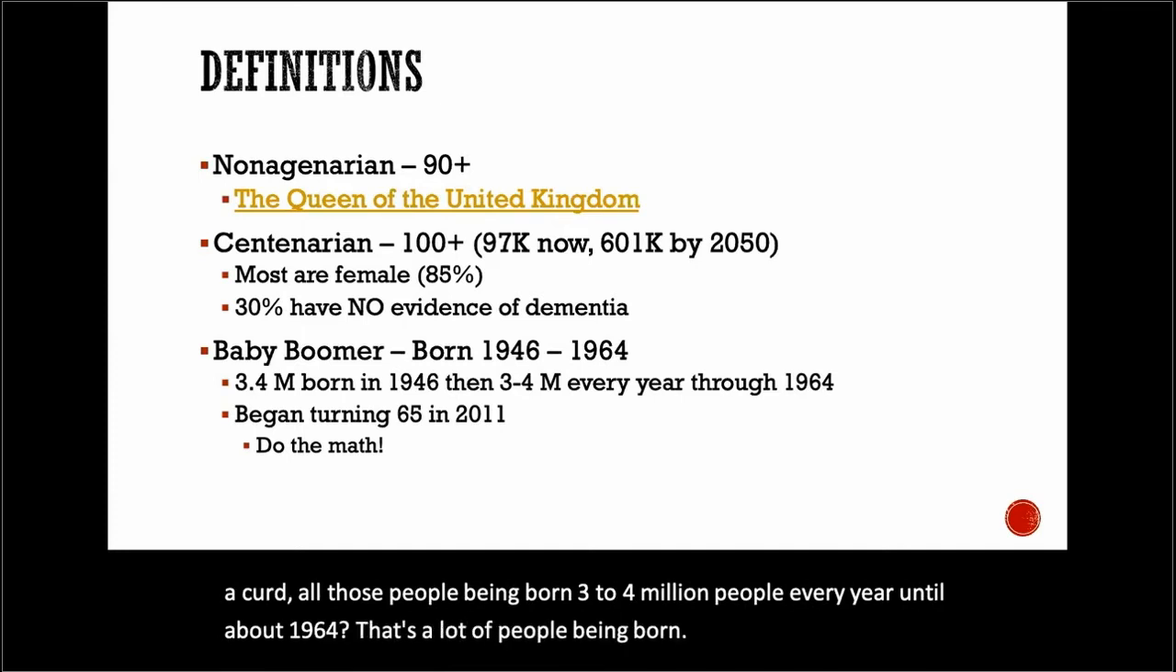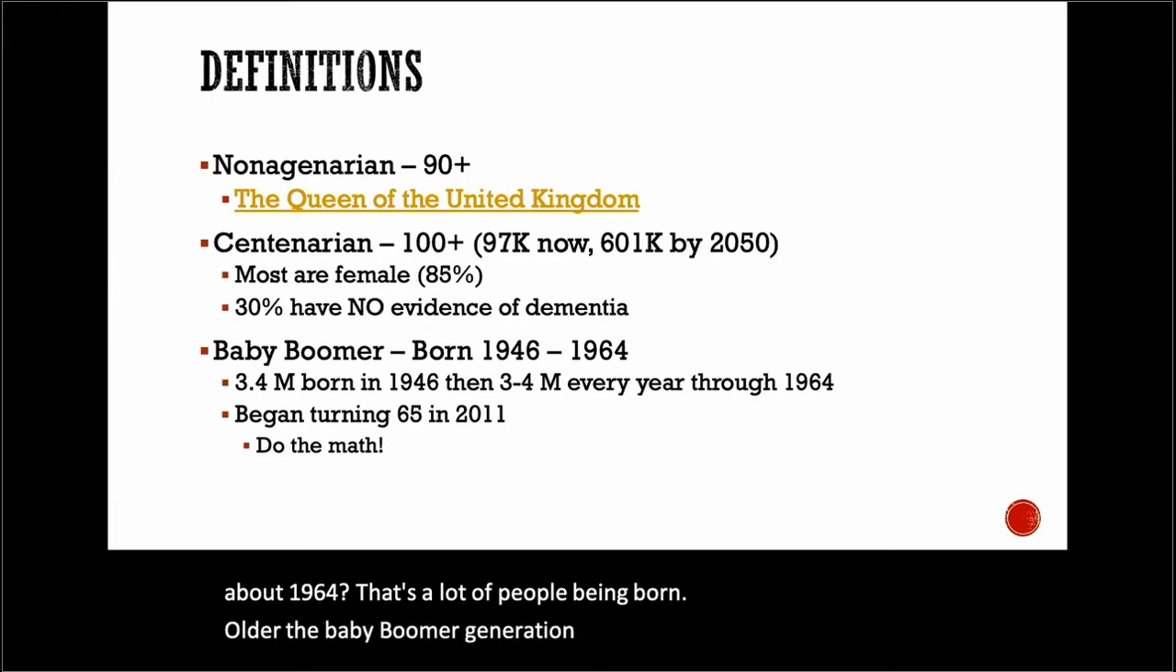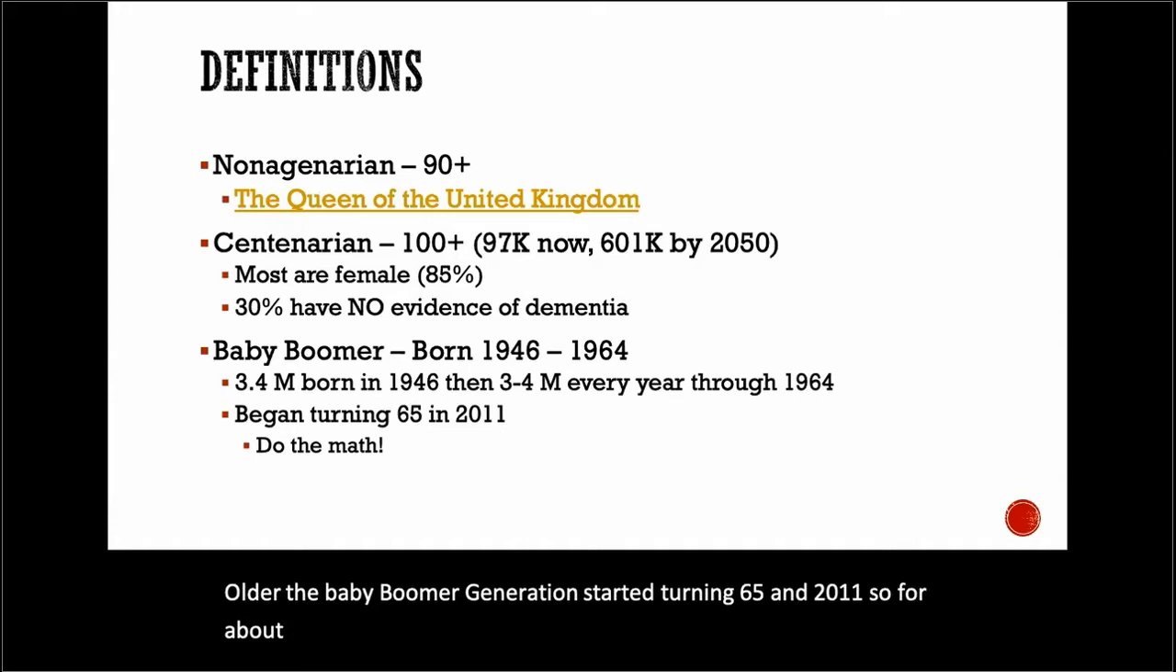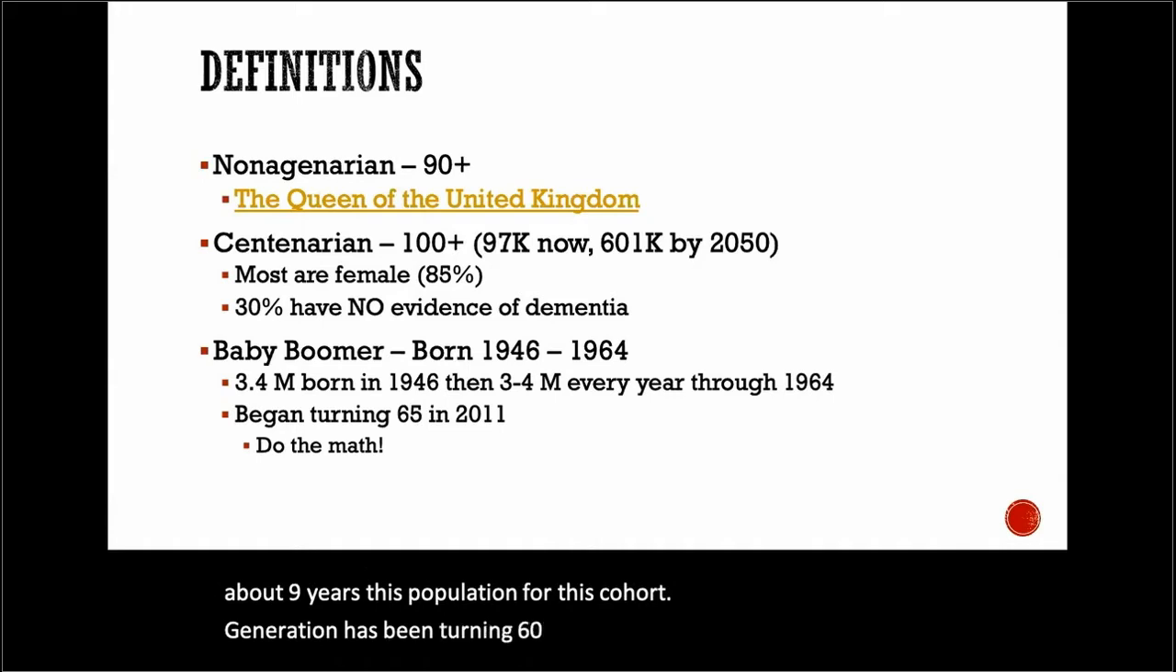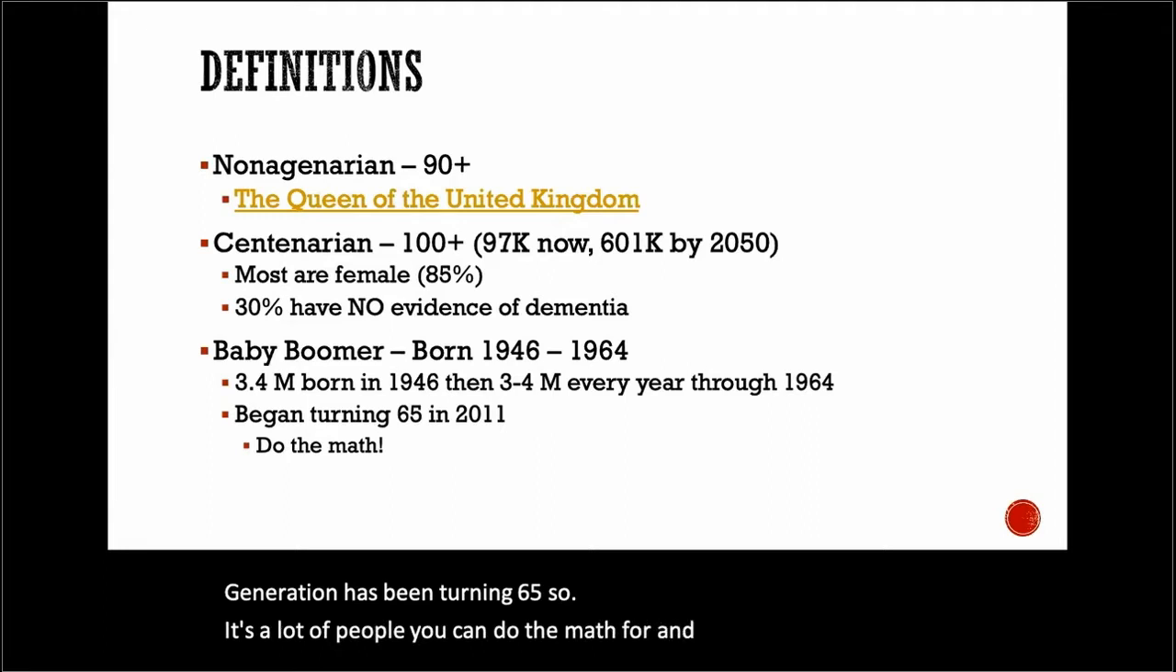The baby boomer generation started turning 65 in 2011. So for about 9 years, this cohort has been turning 65. So it's a lot of people. You can do the math for that. And how old is the oldest baby boomer?